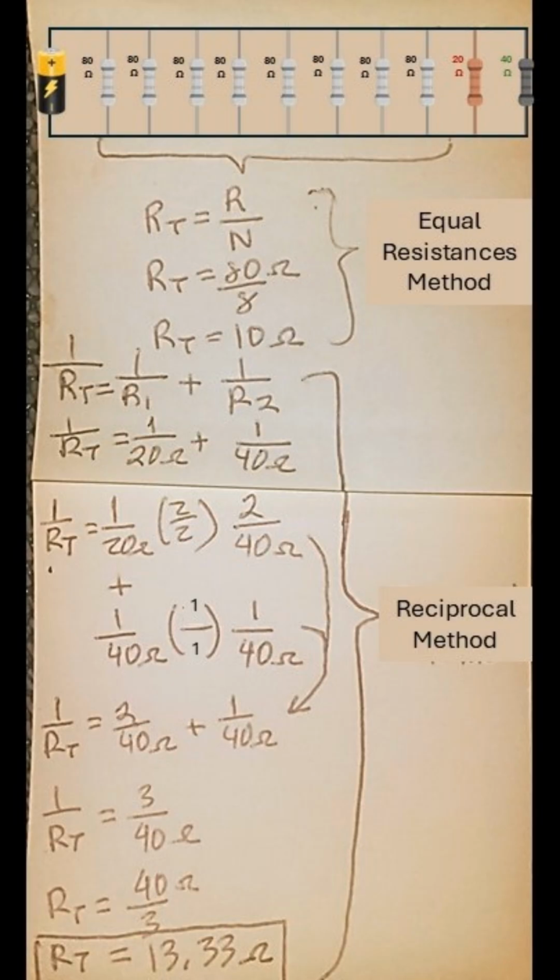Rather than having to use the total resistance equation for 10 reciprocals, the 8 like valued resistors can be turned into one equivalent resistance. 80 ohms divided by 8 produces an equivalent resistance of 10 ohms. Now add the 2 other resistors to your equivalent resistance using the reciprocal formula.